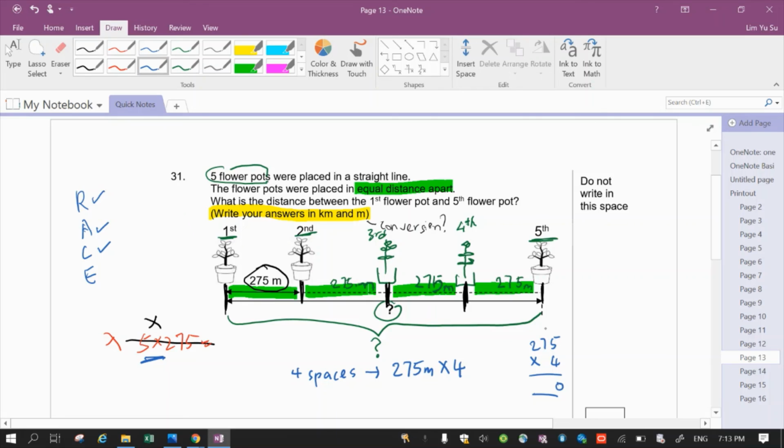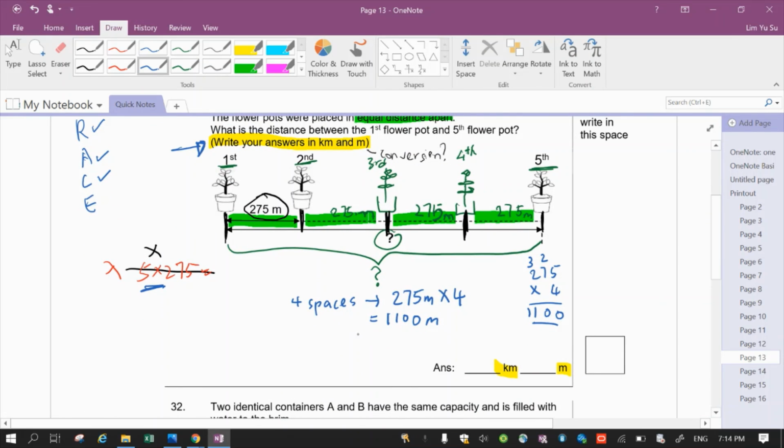A gentle reminder to those of us who are not so good with our times tables: please use this time to practice. It'll be really helpful if you practice and commit to memory your times tables and division tables, and it can help you solve answers fast. So here I will get 1,100 meters. Now, don't forget the last step, which some of us got partial marks for missing. You need to do the conversion.